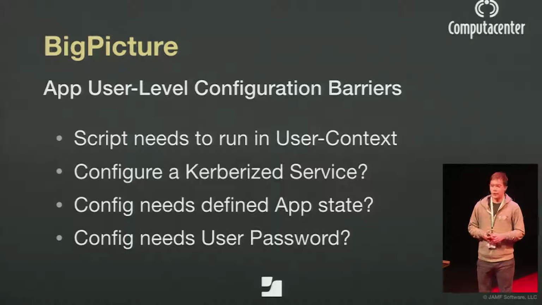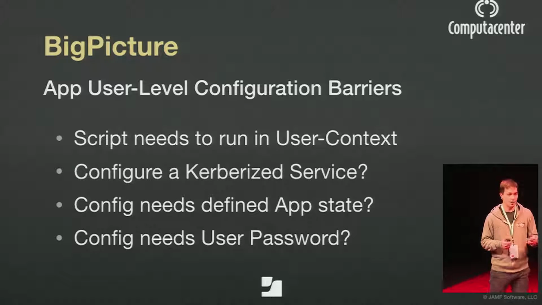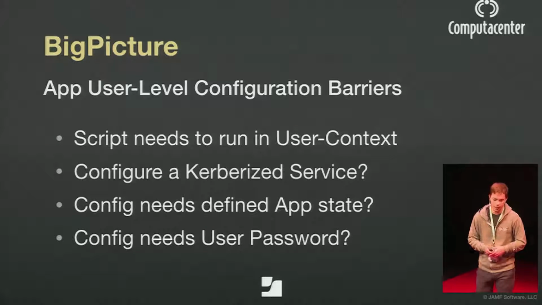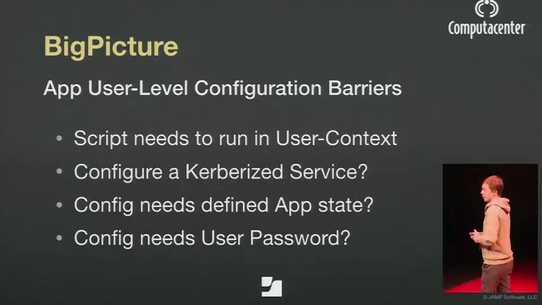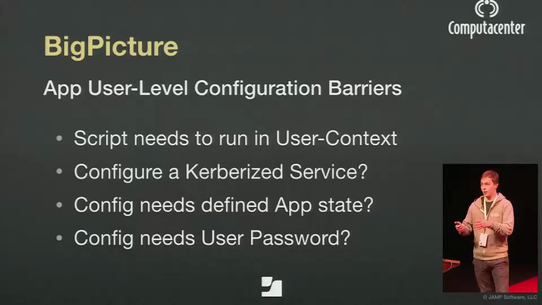What are our barriers? What are our showstoppers? Script needs to run in user context. That's always a pain. How do we configure non-Kerberized services? Or if it's a Kerberized service, how do we handle that? Configs need maybe defined app states. Is the app open? Is the app closed? In which state is the app at the moment when we want to configure it? And last of all, we need maybe a user password to configure some kind of application or service on the macOS platform.